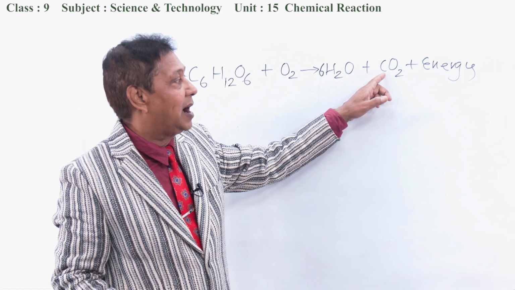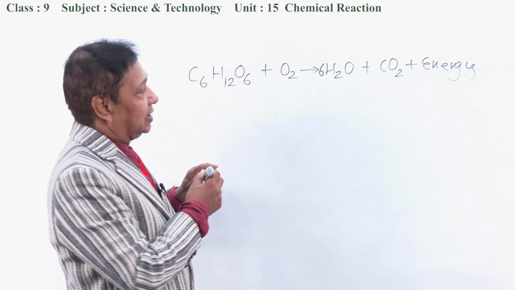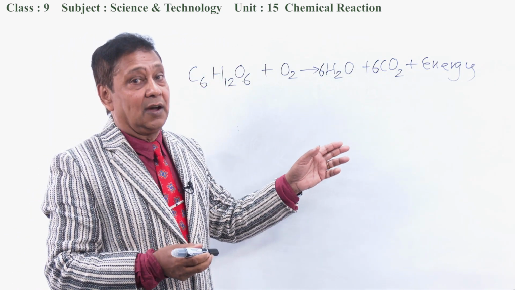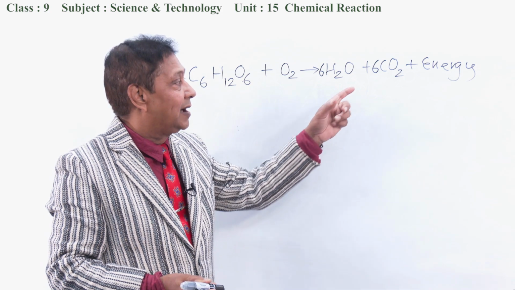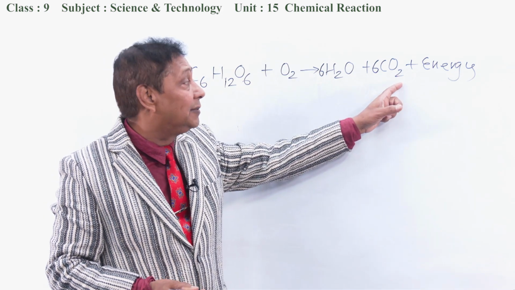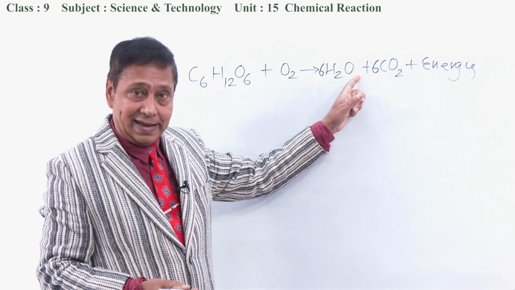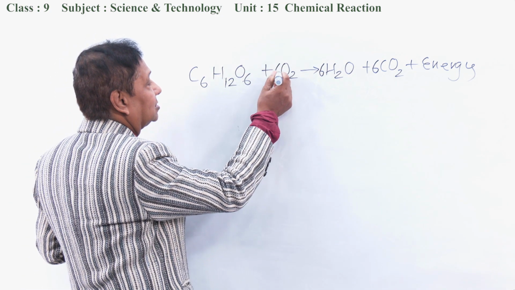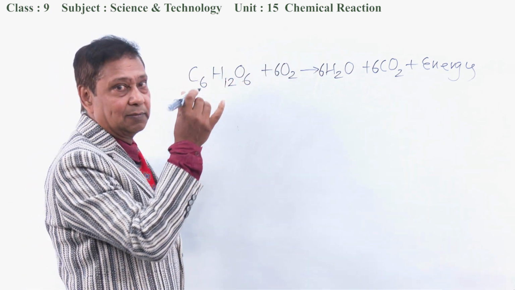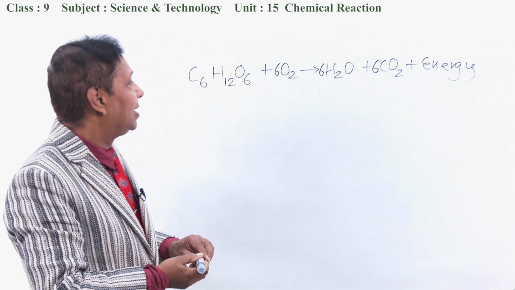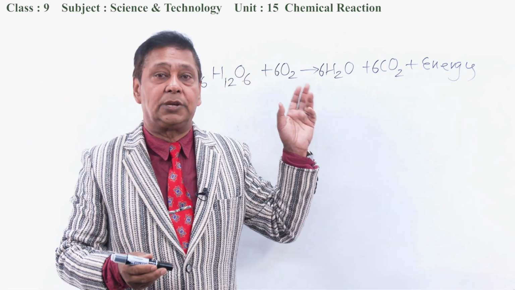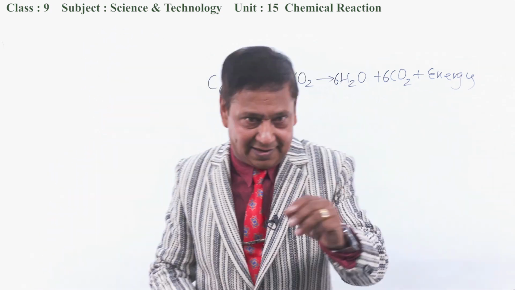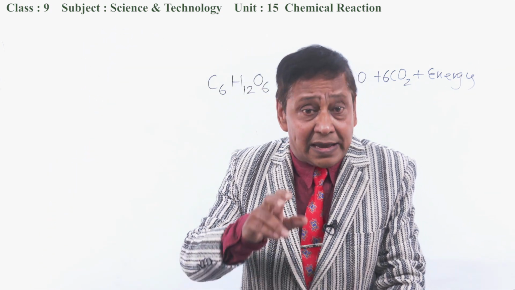Look at the carbon. Carbon 1, carbon 6. If I take 6 here, then what happens? Carbon is balanced. Oxygen we have to check again. 6 2s are 12 plus 6, 18. Here 6, 6 2s are 12 plus 6 becomes 18. This way, this is the balanced chemical equation of the respiration process. Okay, now let's go to another.